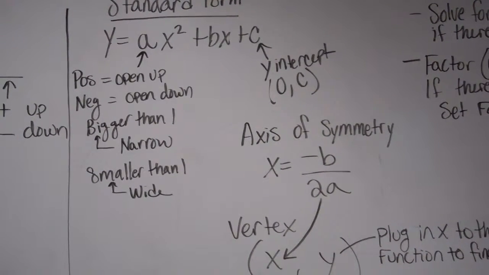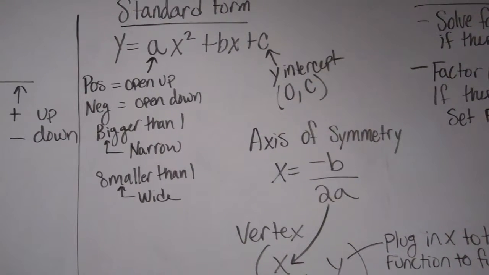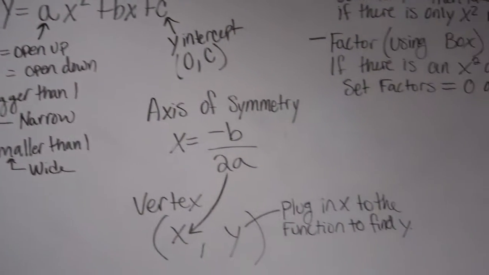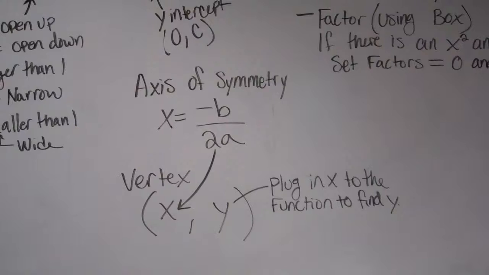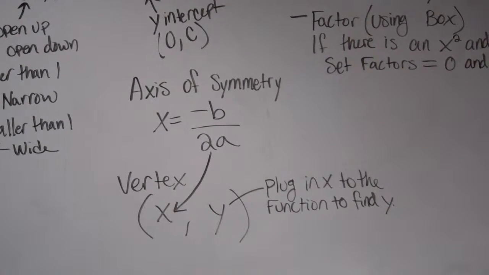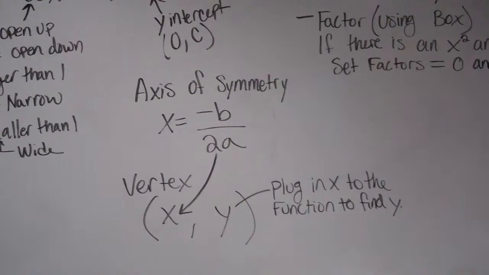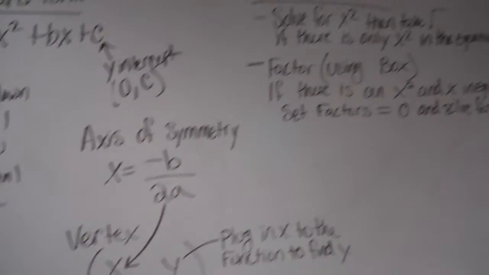The formula for the axis of symmetry is x equals negative b over 2a. To find the vertex, once you know the x from the axis of symmetry, you plug x into the function and then find y.